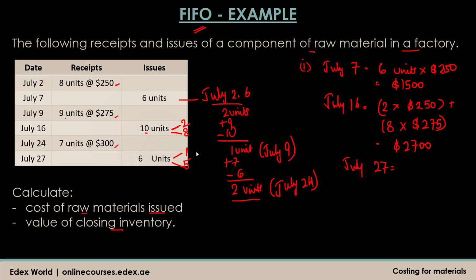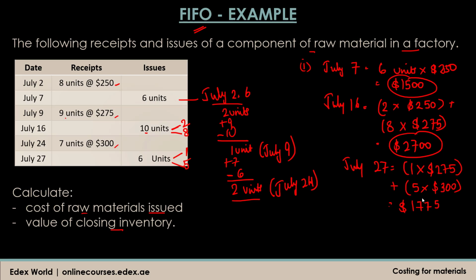And the same thing we'll do for July 27. 6 units issued. 1 unit was from the July 9 batch. So 1 into $275 plus another 5 units from the July 24 batch. So 5 into 300. So that makes it $1,775. If we take the total of 1,500, 2,700 and 1,775, we get the cost of raw material issued, which is $5,975.